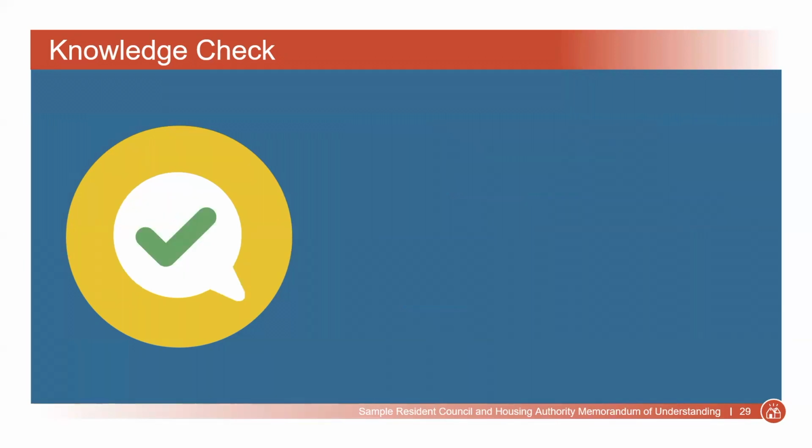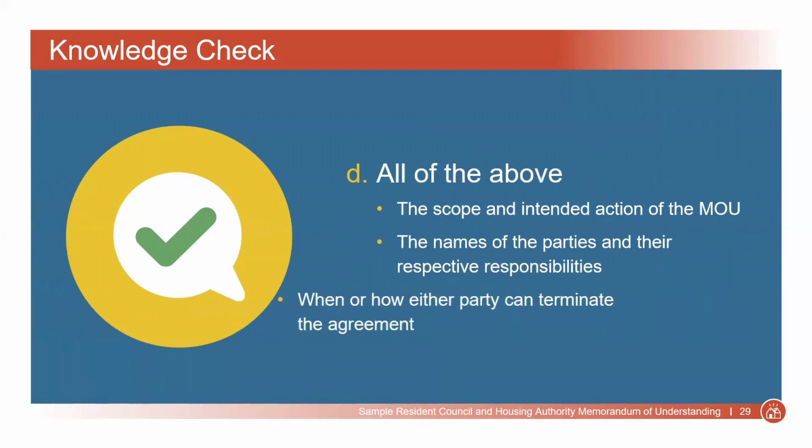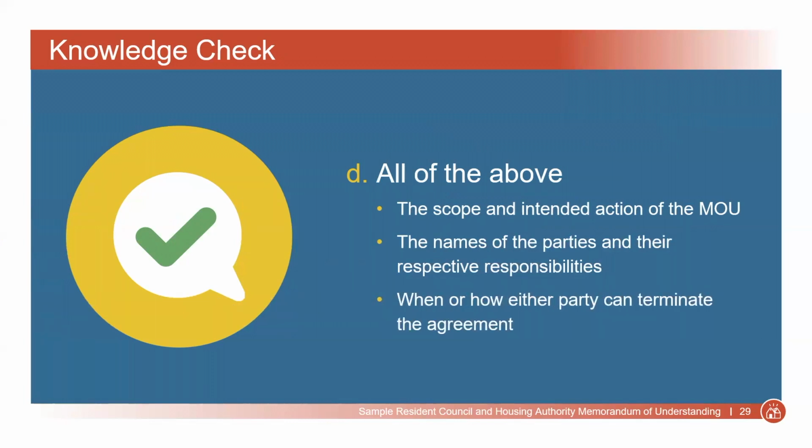The correct answer is D. All of the answers above should be included in an MOU. The scope and intended action of the MOU, the names of the parties and their respective responsibilities, and when or how either party can terminate the agreement. Additionally, it should include the length of the agreement.